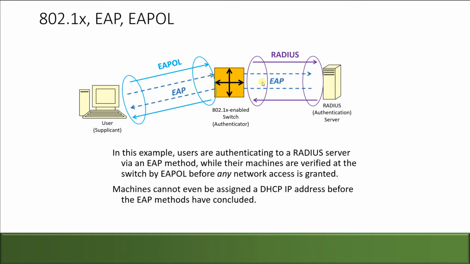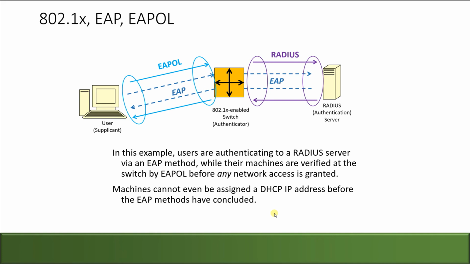It's going to encapsulate the EAP credentials, or I'm sorry, the EAP method is going to be inside of a RADIUS packet. So in this example, users are authenticating to a RADIUS server via whatever EAP method we specify, while their machines are verified at the switch by EAP over LAN. No network access is granted. All right. So this has to happen first before we get anything, even something such as a DHCP IP address.